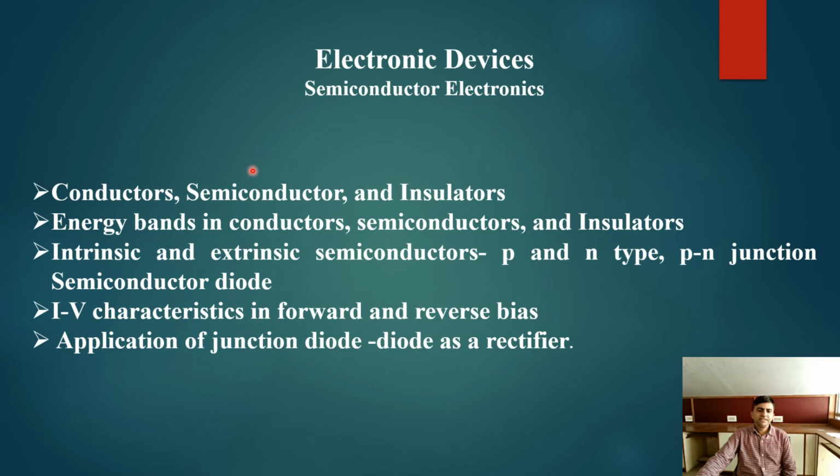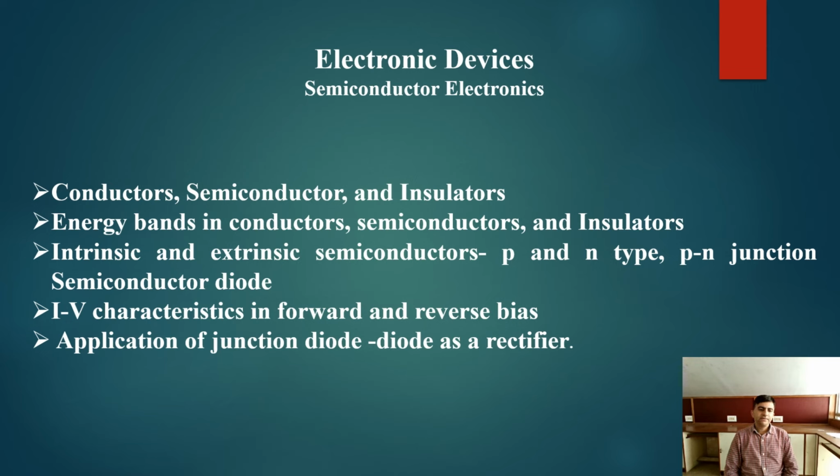we have various semiconductor electronic devices, semiconductors, conductors, and insulators, and energy bands in the conductors. So in the syllabus of this unit, you have conductors, semiconductors and insulators, energy bands in conductors, semiconductors and insulators, intrinsic and extrinsic semiconductors, P-type and N-type, p-n junction semiconductor diode, IV characteristics in forward and reverse bias, application of the junction diode, and diode as a rectifier.